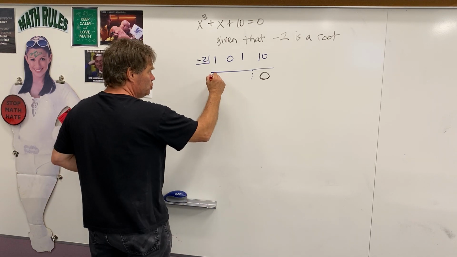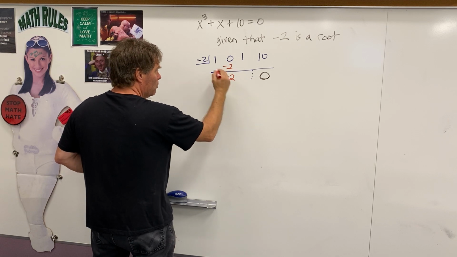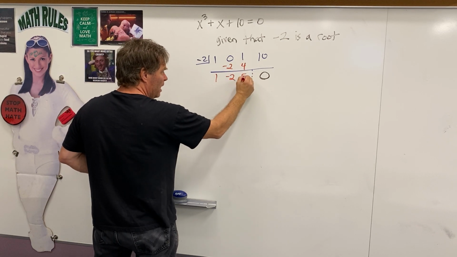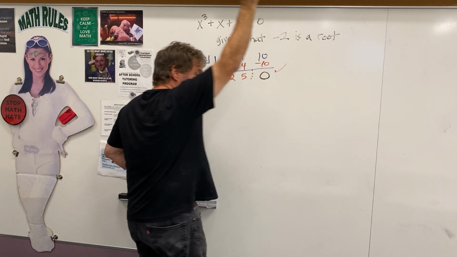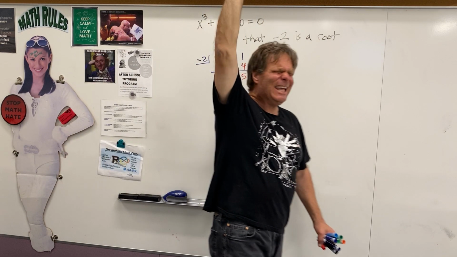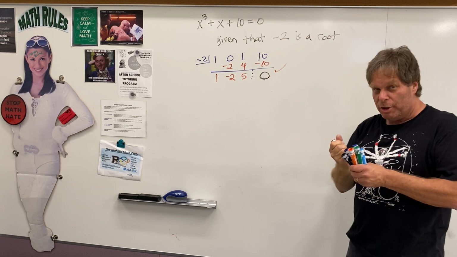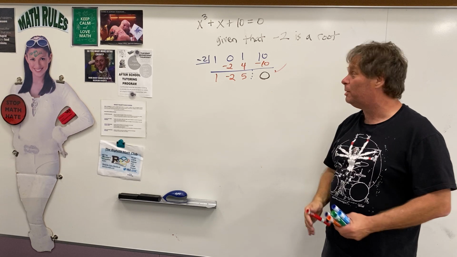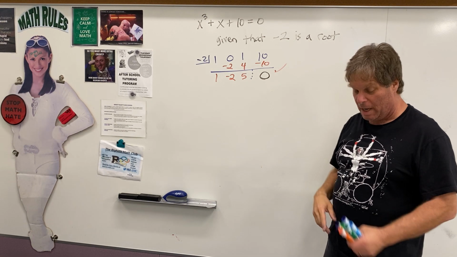Bring down the 1. Multiply. Here we go. Add. -2. Multiply. 4. 4 and 1 is 5. This and this is -10. This and this 0. Cha-ching! It's not like, yeah, I'm going to go buy a lottery ticket. No, if it didn't turn out to be 0, there'd be a problem, because it's supposed to be a root. It should give you 0 remainder.